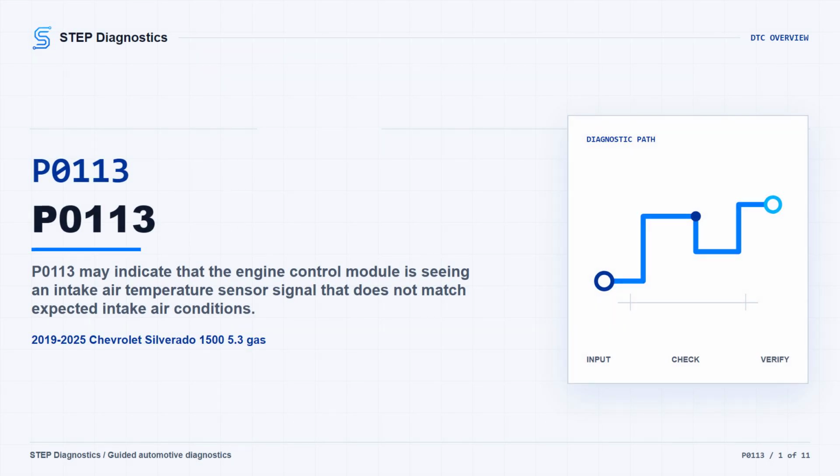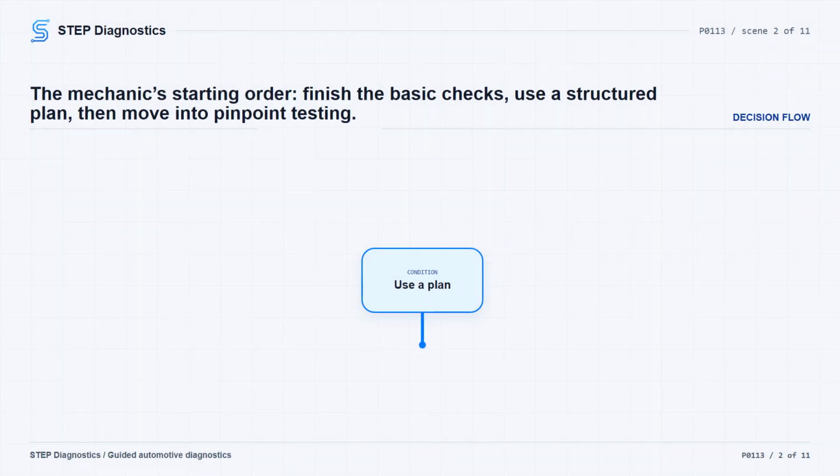On this 2019 to 2025 Silverado 1500 with the 5.3 gas engine, P0113 is an intake air temperature sensor circuit code. In plain terms, the engine control module may be seeing an intake air temperature signal that does not make sense for the operating conditions. The truck may run normally, or it may have a check engine light with possible fueling, idle, or drivability complaints.